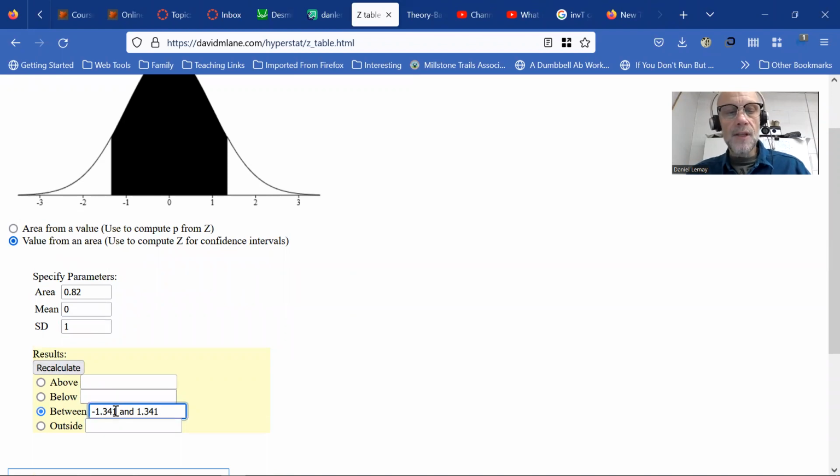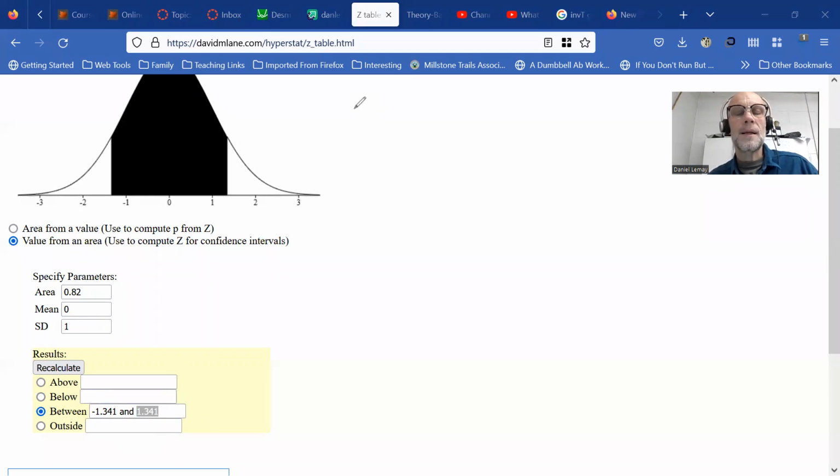And you see how it gives us those two. And I think what were we getting with the table? 1.35, and a little bit more exact here with the calculator, okay? And so the critical value of Z is 1.341.